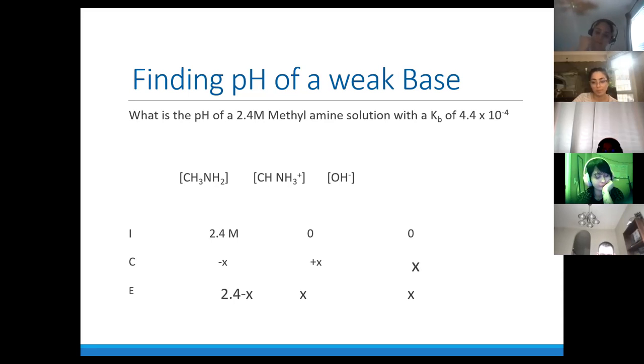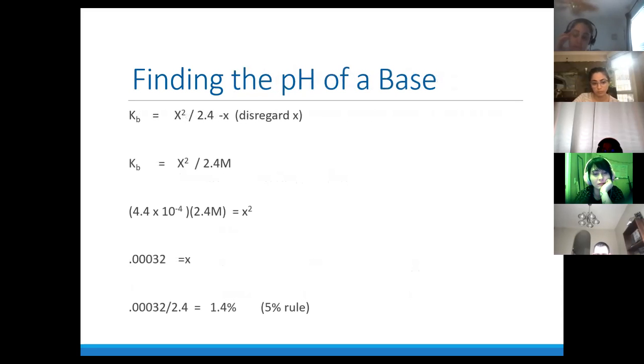I think so. Okay. So now I have my equilibrium concentrations. I just have to plug them in to my Kb expression. X times X are my methylamine NH3 plus and my OH minus. 2.4 minus X is the concentration of my methylamine. Again, we're going to disregard X because my Kb is so much smaller than 2.4 molar.